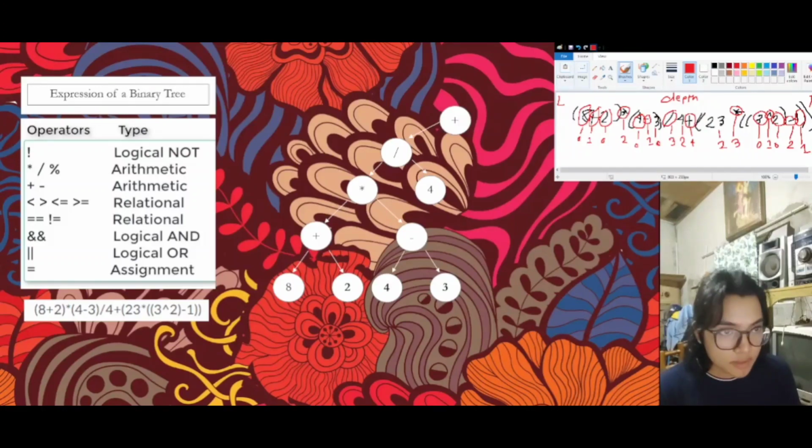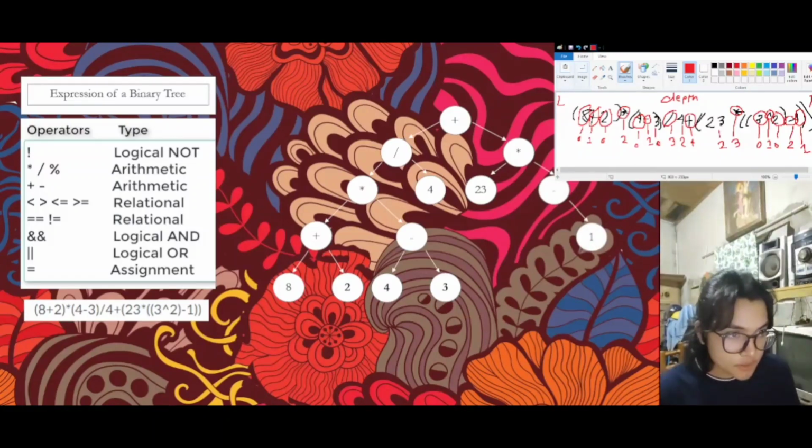Next, we're going to assign the multiplication, the operation inside the parenthesis. We have the depth of 2 on the 23, and then a depth of 3 on the multiplication sign. After that, since we are done with the multiplication sign, we're going to proceed to this, in which we have the minus sign as a depth level of 2 and 1 as a depth level of 1.